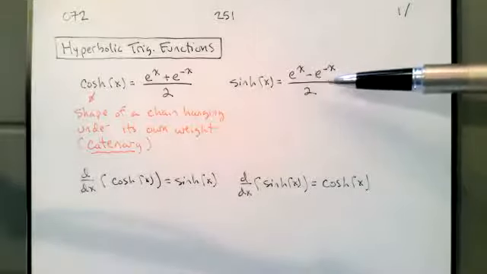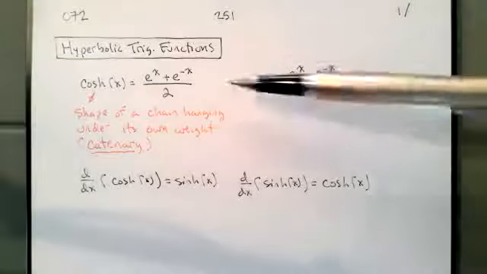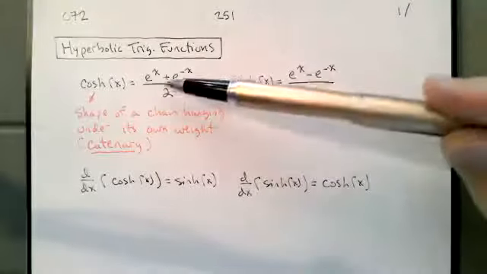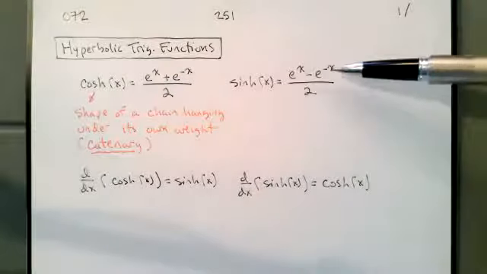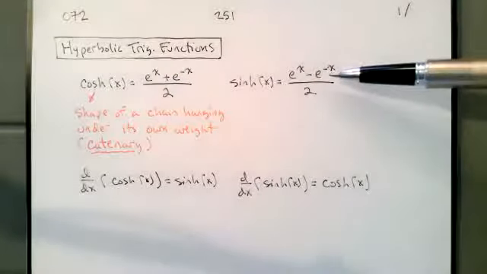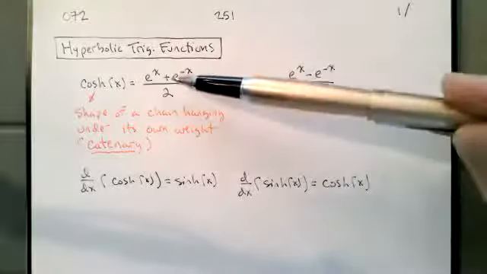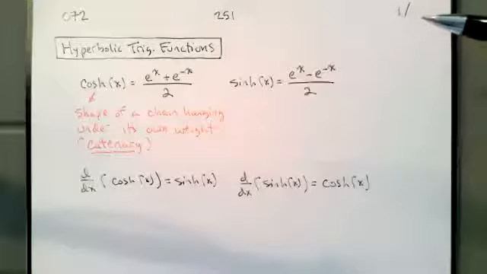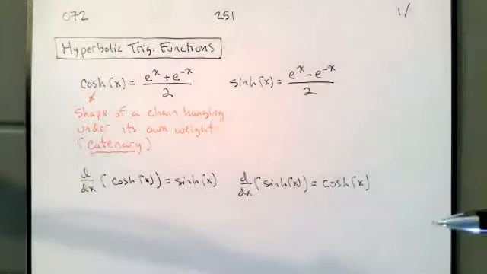Going back the other direction, the derivative of hyperbolic sine is hyperbolic cosine. The derivative of e to the x is e to the x. And the derivative of minus e to the minus x is minus a negative e to the minus x, so the negatives cancel and we get plus e to the minus x. So from a doing-stuff-in-calculus standpoint, the derivative of hyperbolic cosine is hyperbolic sine, and the derivative of hyperbolic sine is hyperbolic cosine.